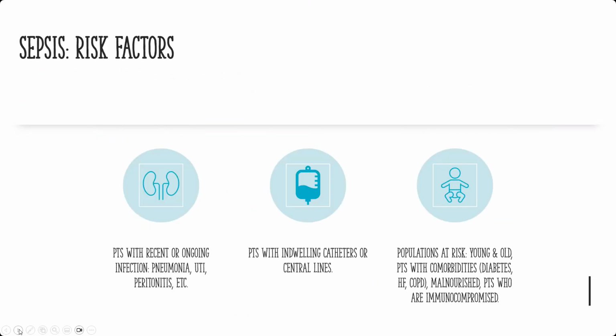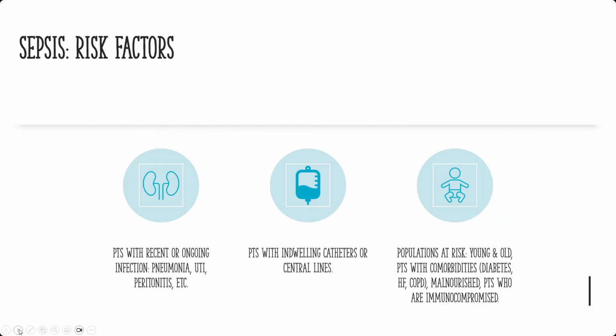So let's look at some risk factors for sepsis. A lot of these we see already, right? If someone has an infection, we should automatically be thinking, are they at risk for developing sepsis? Most likely, yes. We're going to hit on some other things too that are not infectious in just a second. So patients who have had a recent or ongoing infection, things like pneumonia, a UTI, or peritonitis, would certainly be our biggest risk factors when you're thinking about infections that are going to cause sepsis.